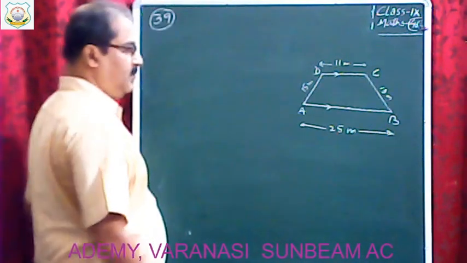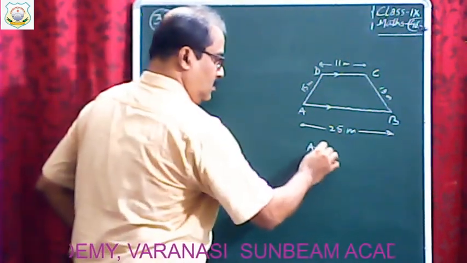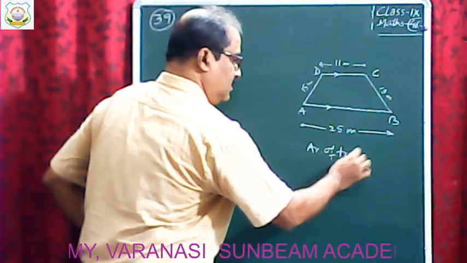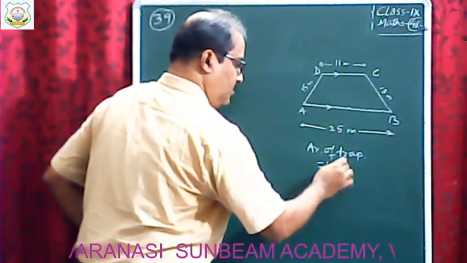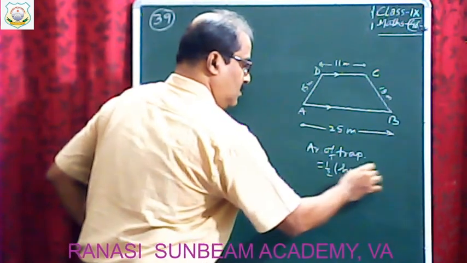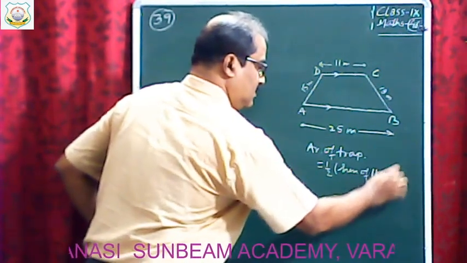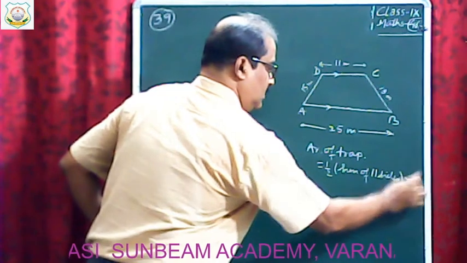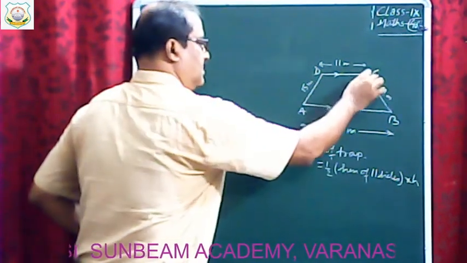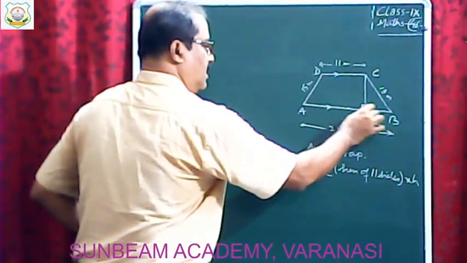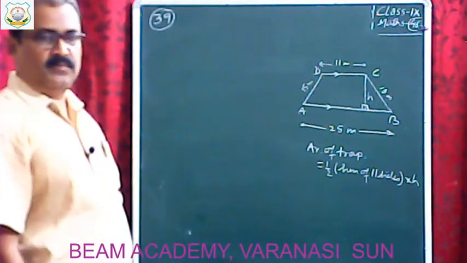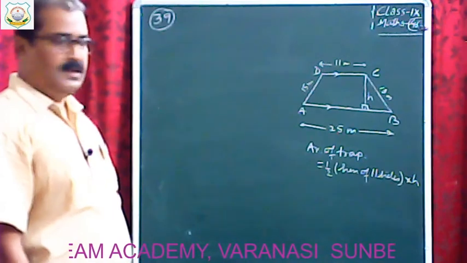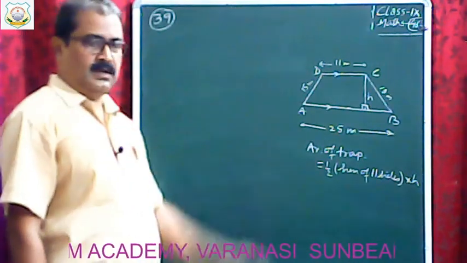Area of trapezium formula you know. Area of trapezium equal to what? Half sum of parallel sides into distance between the parallel sides. Now this distance perpendicular, you have to draw this. Height is not given. So first of all you have to find the height of the trapezium, and thereafter you have to follow this formula.